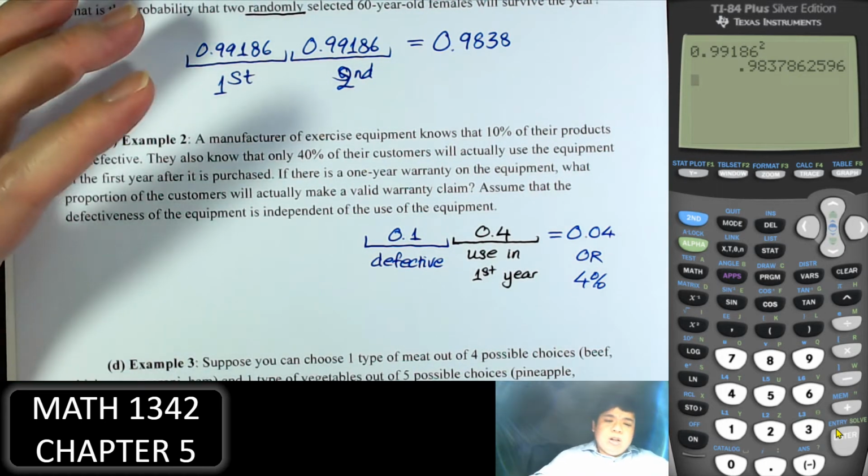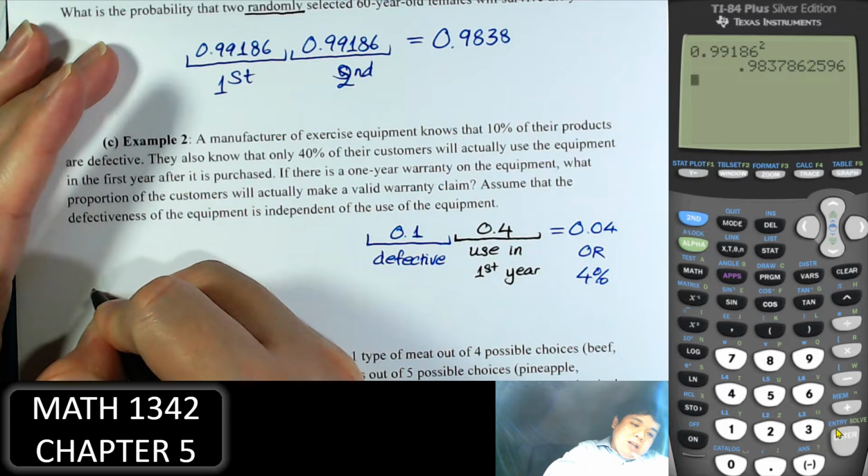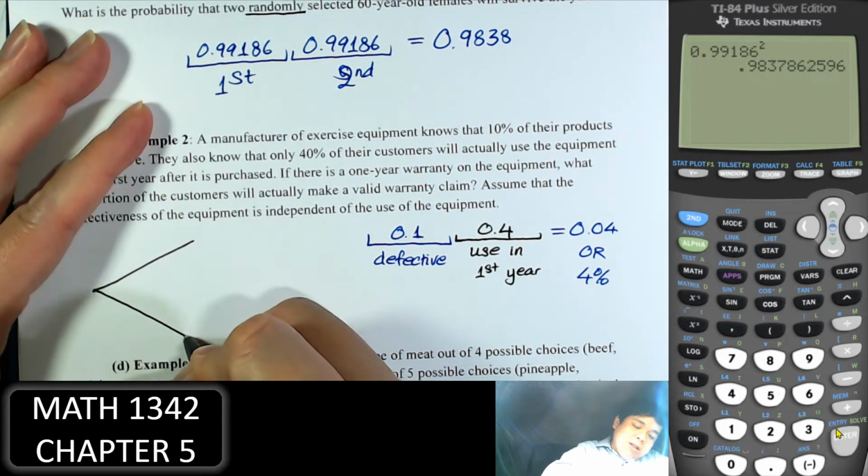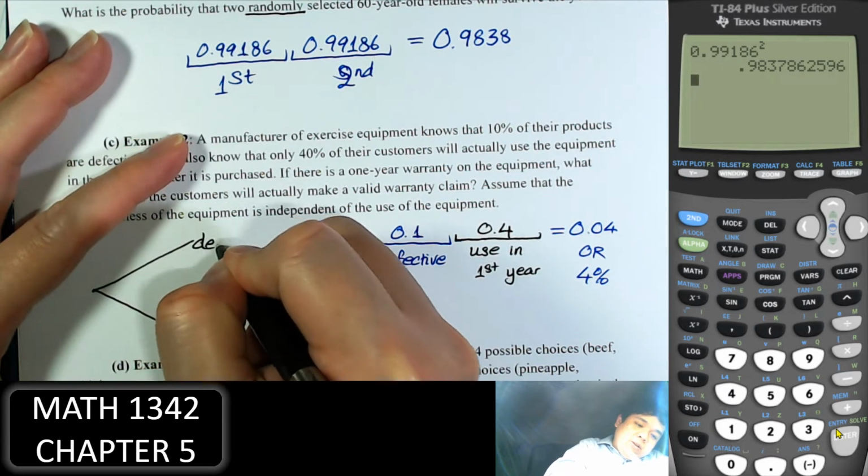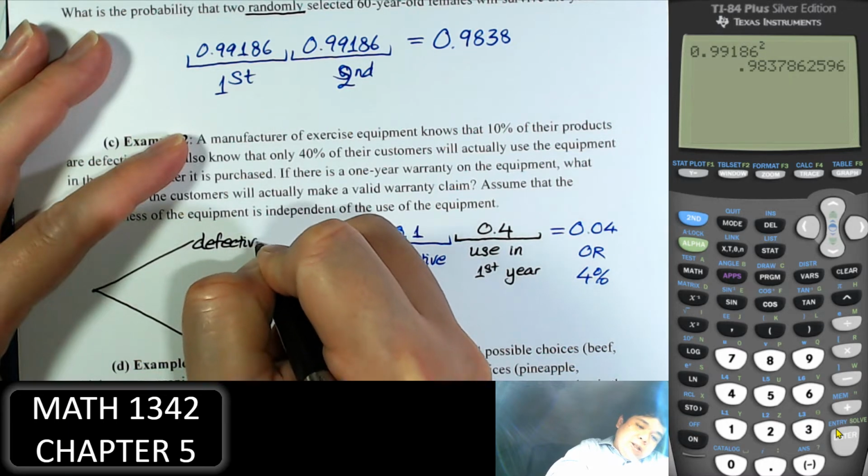So if we want to draw the tree diagram, it will be like this. First we get a defective one, or not defective.